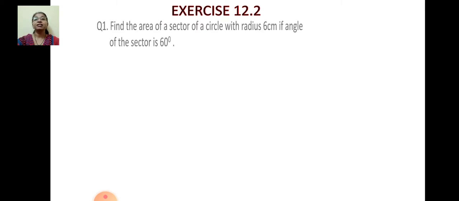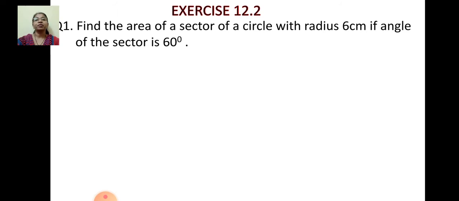Now exercise 12.2. As I told you, this exercise is based on the formula for the area of a sector, theta divided by 360 into pi r square, where r is the radius of the circle and theta is the central angle. Okay, so question number 1. Find the area of a sector of a circle with radius 6 centimeter if the angle of the sector is 60 degree. So we'll draw a simple diagram first.